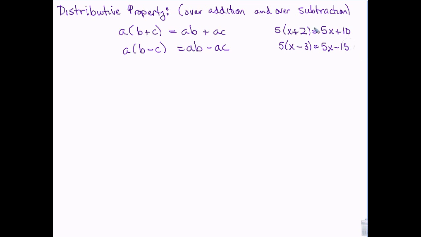And what we're doing is we're literally distributing. You know, if you distribute flyers, you give one to everybody. We're distributing the 5. We give it to everybody. And that's the same if there's 2 things in the parentheses or if there's 20 things in the parentheses. You have to multiply every single one of them by whatever's outside. Okay.